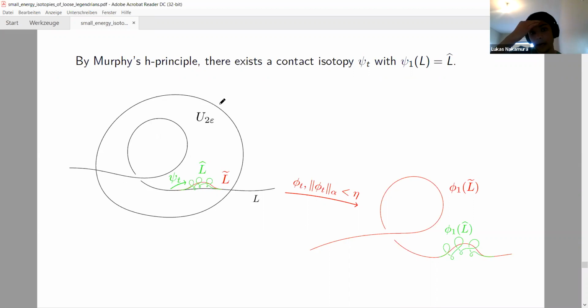Okay, so now what we have is this isotopy psi which moves L onto L hat, and then we have this isotopy phi which displaces L hat. So if we concatenate these two isotopies, we actually have an isotopy which displaces L, and this is what we want in the end. But the problem is that so far we have no bound on the energy of this isotopy psi. So in order to finish the proof, we need to find a way to bound the energy of this psi. And for this, we can use the structure of this ball of height 2 epsilon.